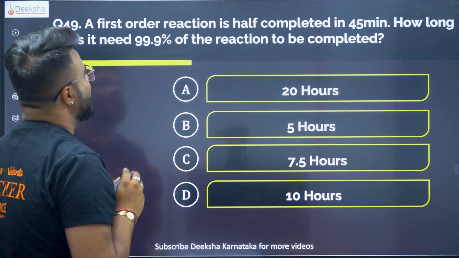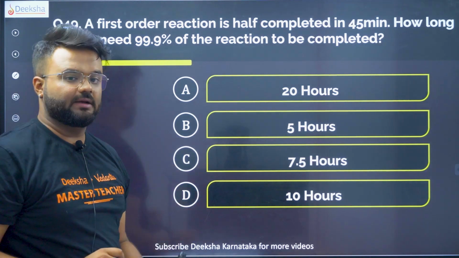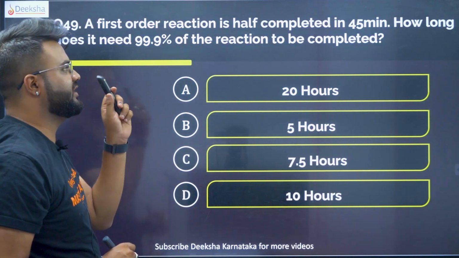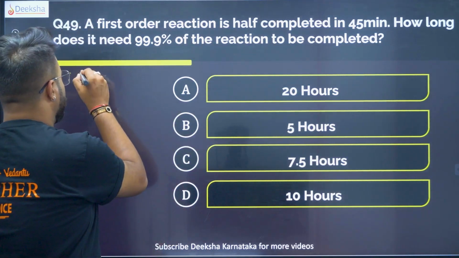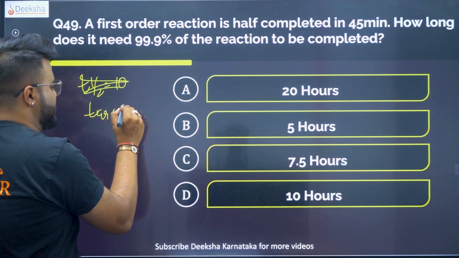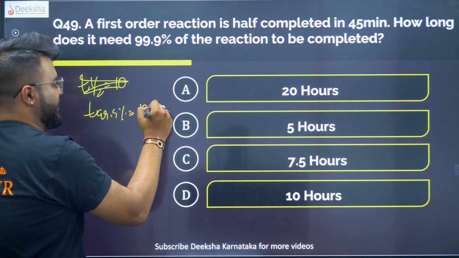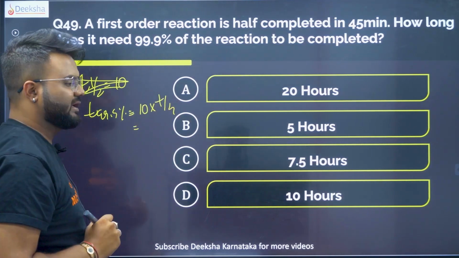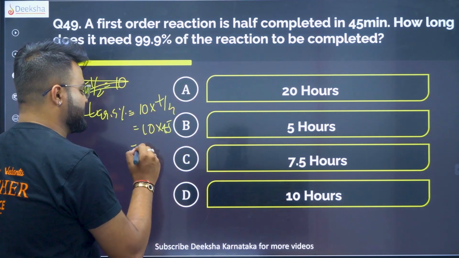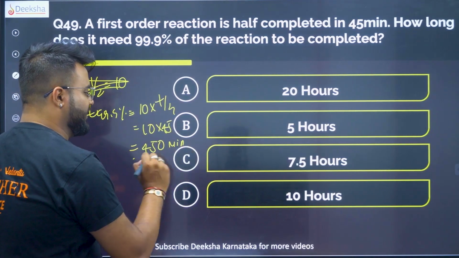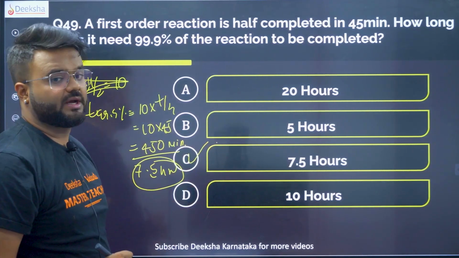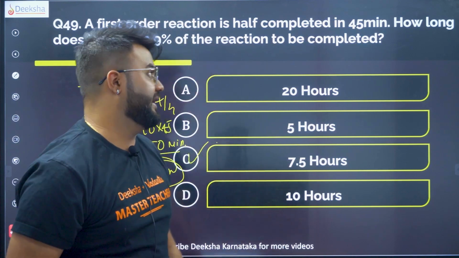Clear? Okay. The first order reaction is completed in 45 minutes. How long does it need for 99.9% of the reaction to be completed? That is nothing but your T 99.9% is equal to 10 into T half. Okay, clear? After doing this, 10 into 45 minutes, 10 into 45 is 450 minutes. 450 minutes converted into hours, it will be 7.5 hours. Therefore, option C will be your correct answer. Option C will be your correct answer.